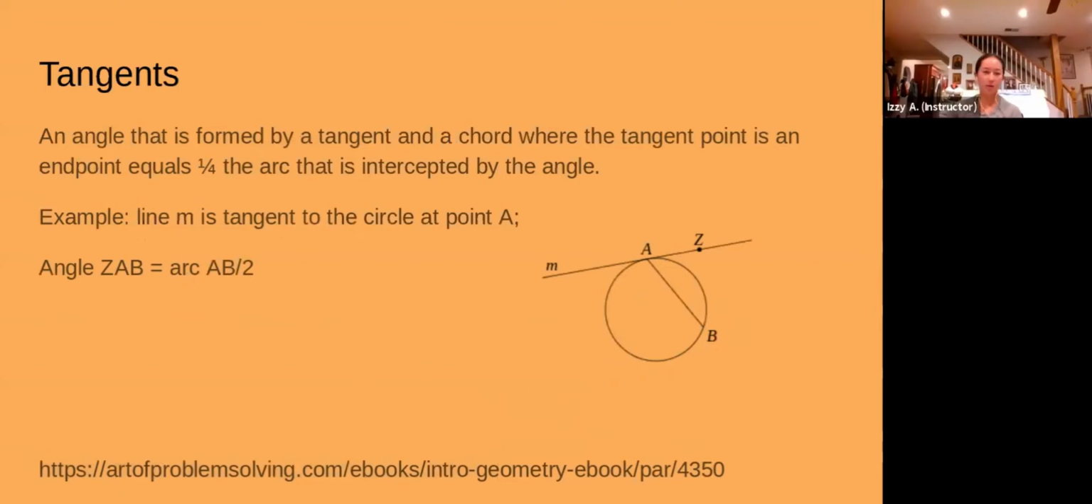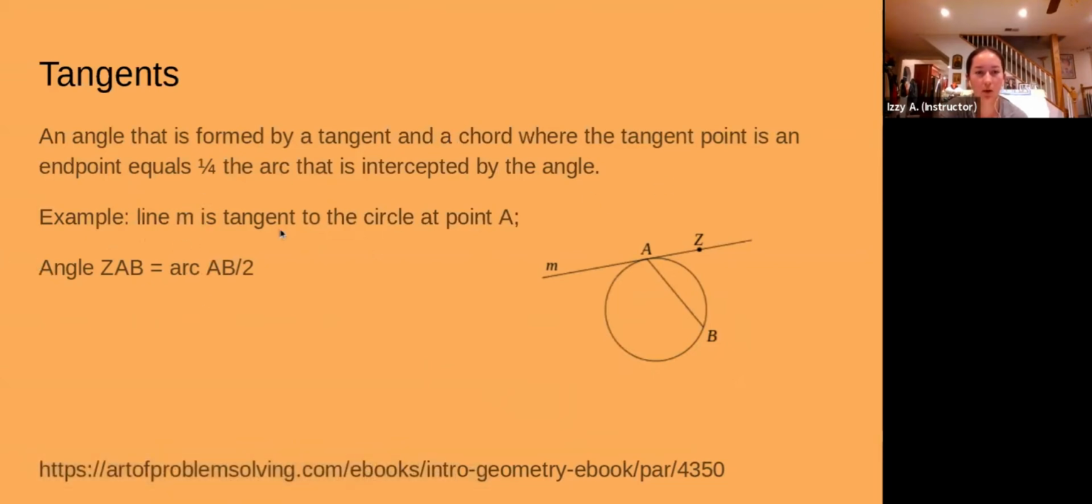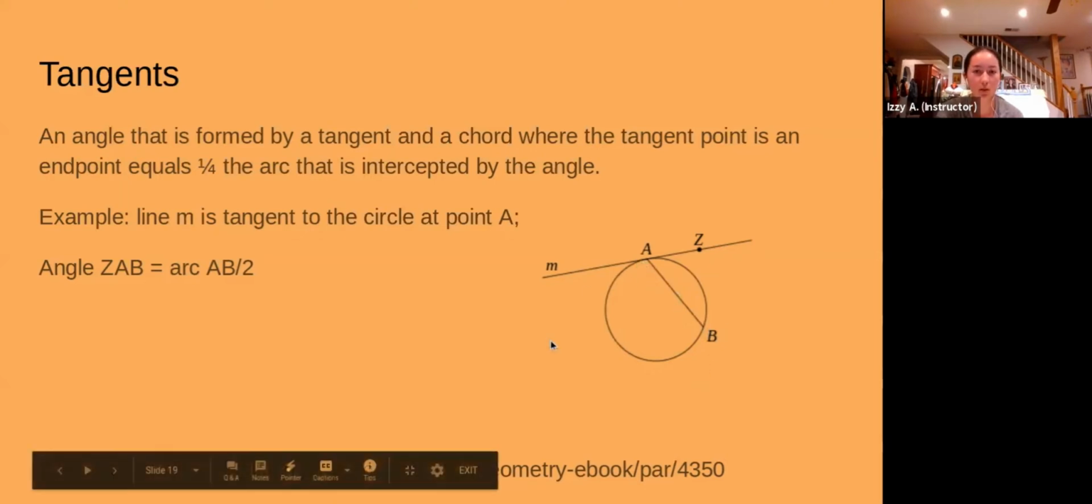Okay, so we have more information about tangents. An angle that is formed by a tangent and a chord, where the tangent point is an endpoint, equals 1/4 the arc that is intersected by the angle. Let's actually go over some terms. Tangent, we just went over that. A chord is a line segment that touches two parts of the circle's circumference.